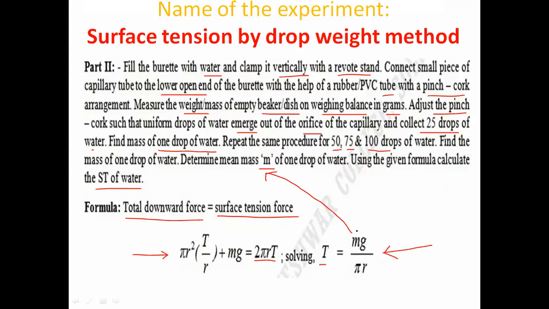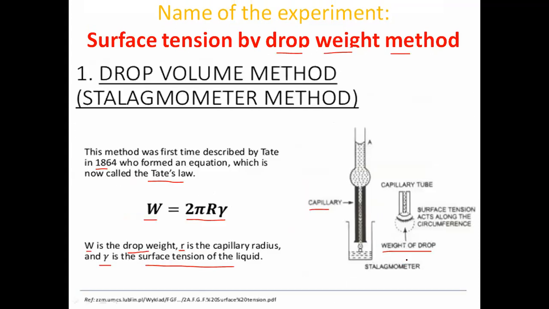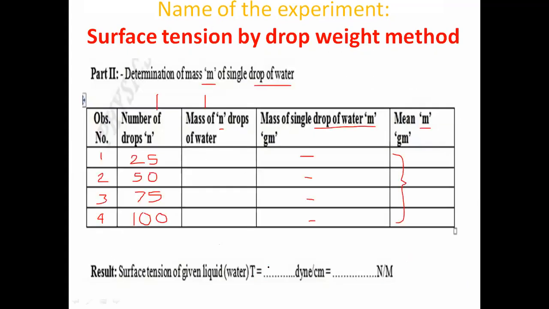So here this is the experiment of only 20 minutes. Here you have to find out small m, and ultimately our aim is to find out the surface tension of the given liquid. So the result is: surface tension of the given liquid (water, because water is provided), T is equal to dot dot dot dyne per centimeter, which is to be converted into Newton per meter. This is the CGS system, and this is the SI system.